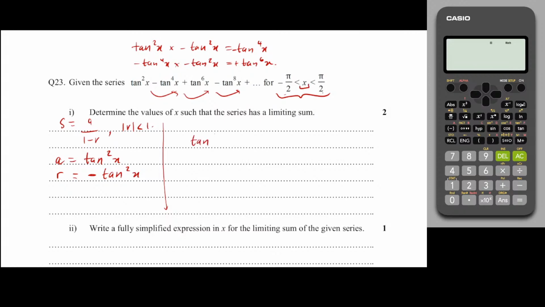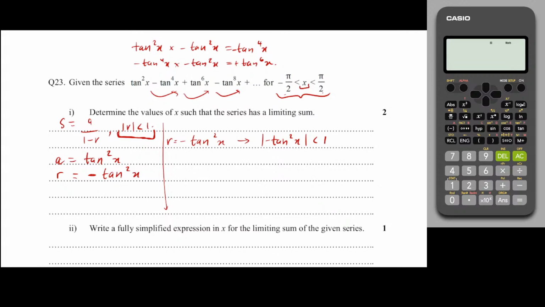But our first value, if you have a look at it, is tan squared x, and negative tan squared x is our jump that we're going through each time. And this is what our r value is. So our r value is negative tan squared x. But we also know from this over here, the absolute value of r has to be less than 1. So what this implies is that the absolute value of negative tan squared x has to be less than 1. And then we're essentially solving this.